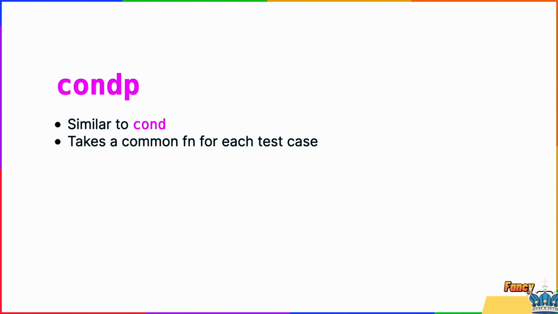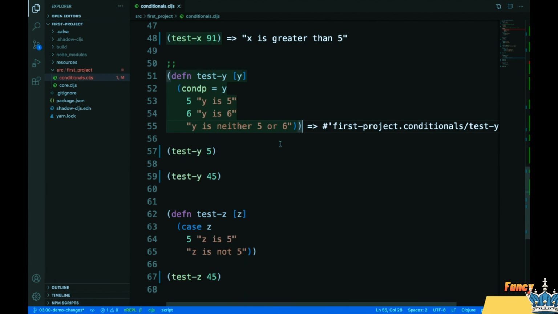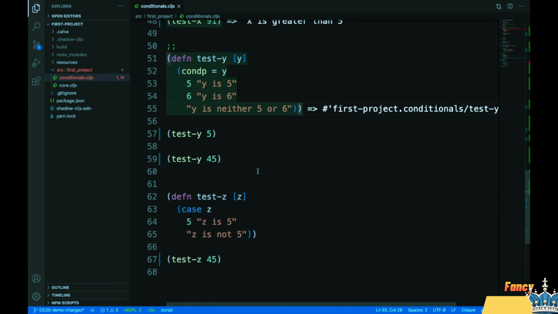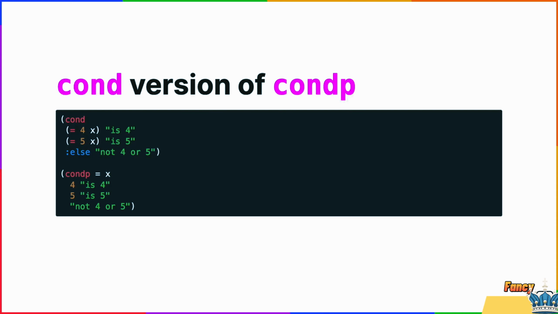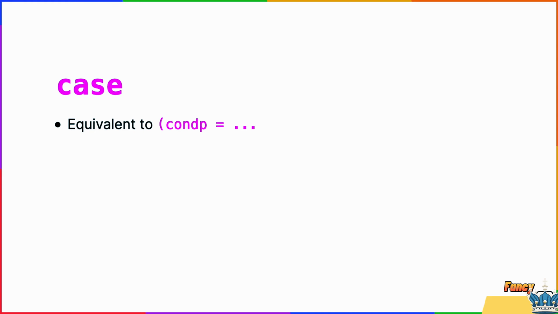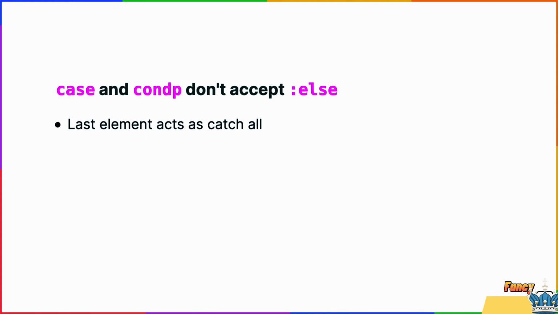of the function. Condp is a modified version of cond that takes a predicate function, a value, and a test value. For each case, the predicate function is called on the value and test value. The condp version of test-y function would look as follows. Case is similar to condp with equals. In condp and case, the else blocks are not explicit, but the last element is considered to be else by default.